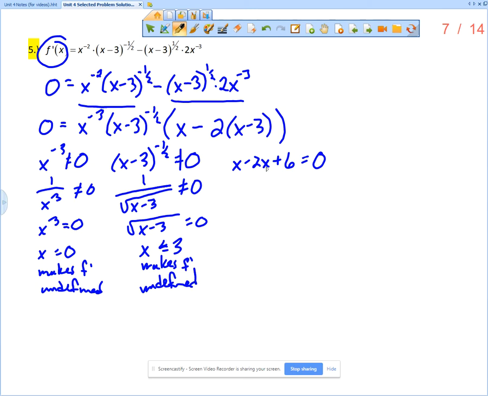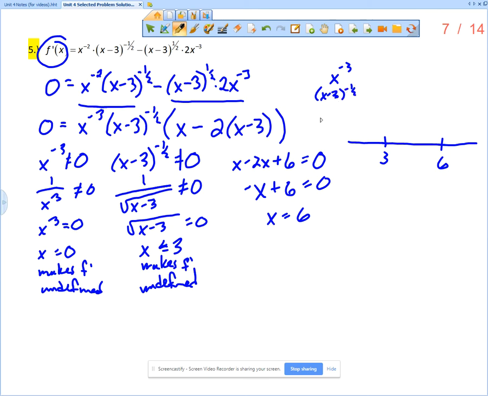And then lastly, we have x minus 2x plus 6 equals 0. So that gives negative x plus 6 equals 0. I subtract 6 and divide by negative 1, so x equals 6. What does that mean? That means we're going to put 3 and 6 on our number line, and I have x to the negative third, x minus 3 to the negative 1/2, and then negative x plus 6. So now I have my 3 rows.